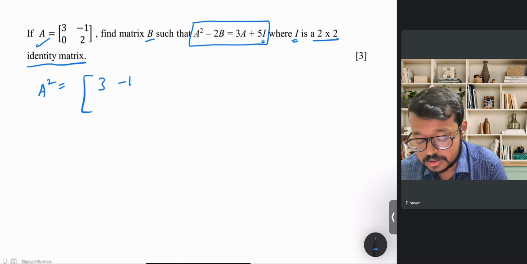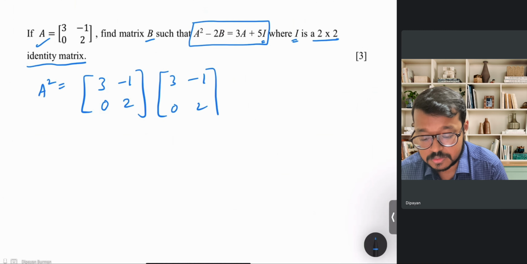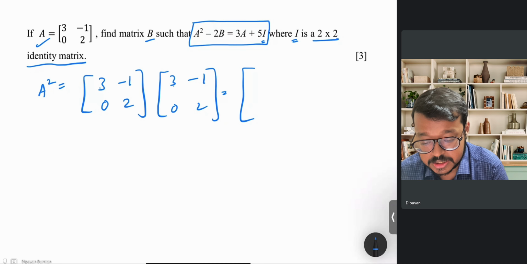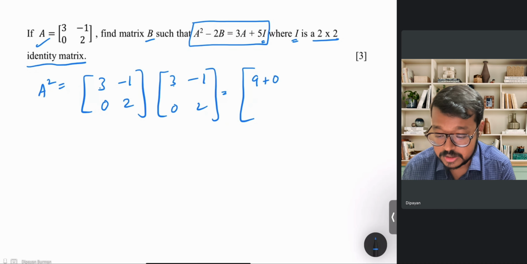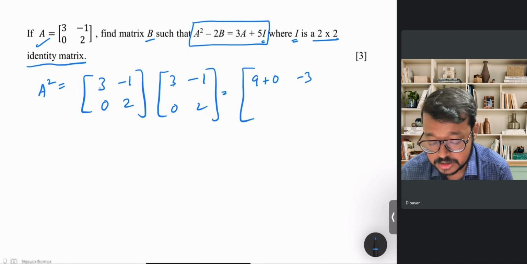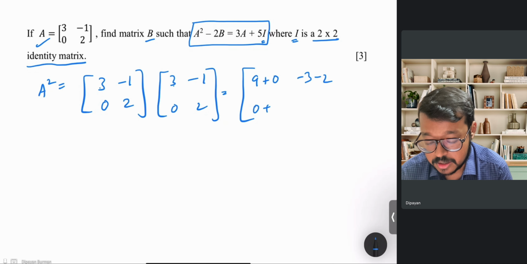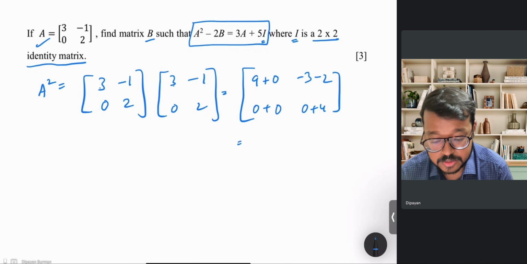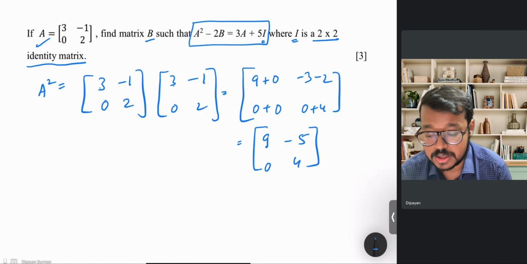3 minus 1, 0, 2. 3 minus 1, 0, 2. So this will give me 3 into 3, which is 9, plus minus 1 into 0 is 0. Then 3 into minus 1 is minus 3, minus 1 into 2 is minus 2, 0 into 3 is 0, 2 into 0 is 0, and then 0 into minus 1 is 0, 2 into 2 is 4. So this is 9, minus 5, 0 and 4. This is my A square matrix.